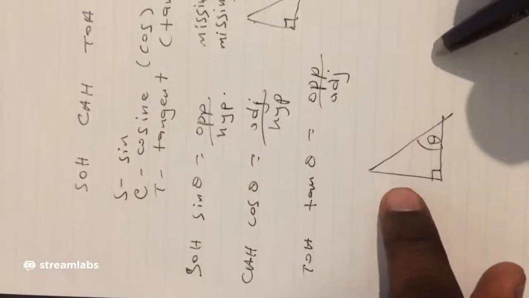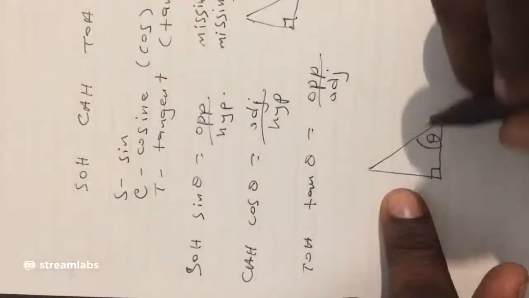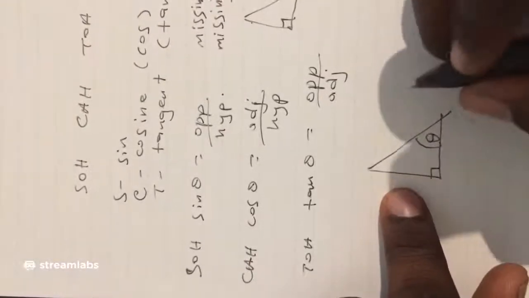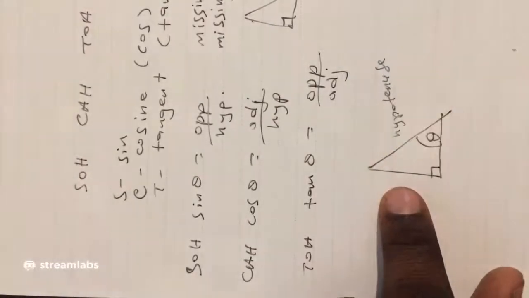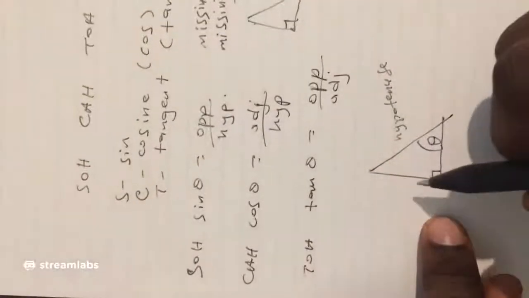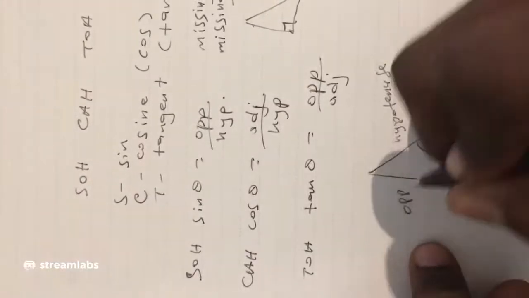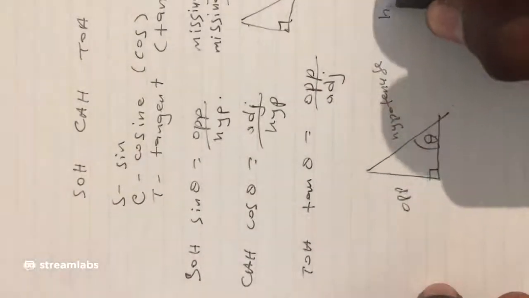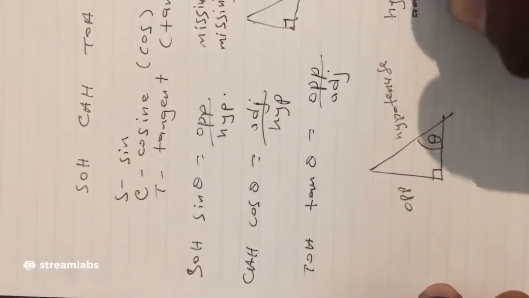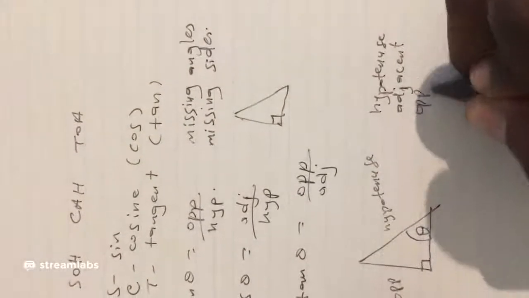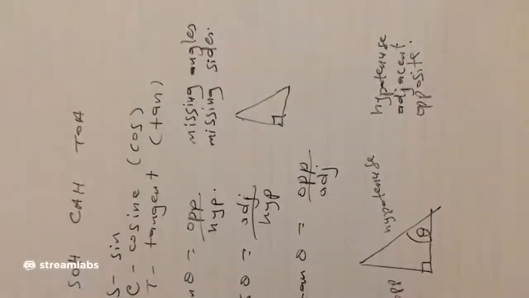If the angle is here, then the opposite side is going to be over here. No, the hypotenuse is different. The hypotenuse is always going to be the longest side, the diagonal line. And then the opposite side is the side that is opposite to the angle. So over here is the opposite side. The triangle has three sides: the hypotenuse, the adjacent side, and the opposite side.